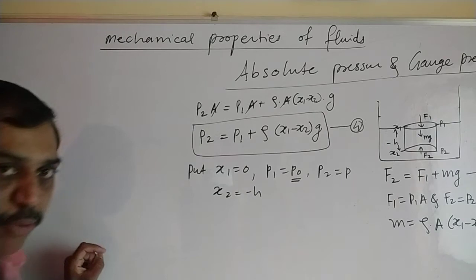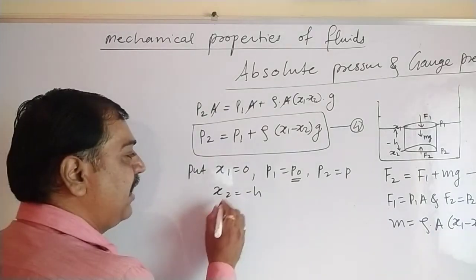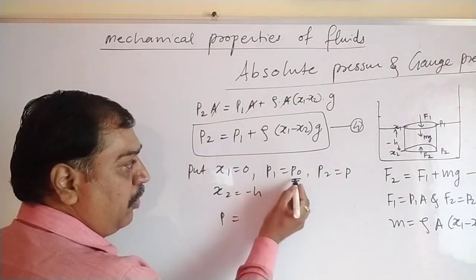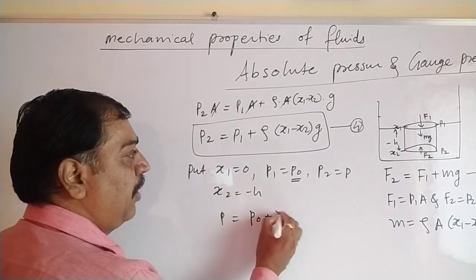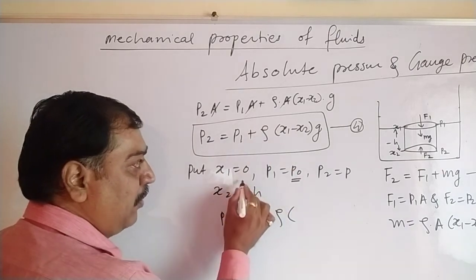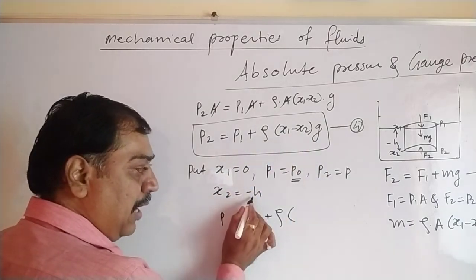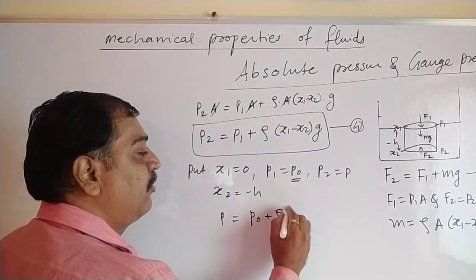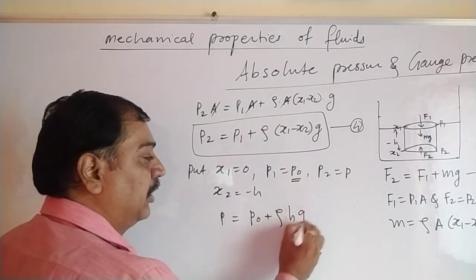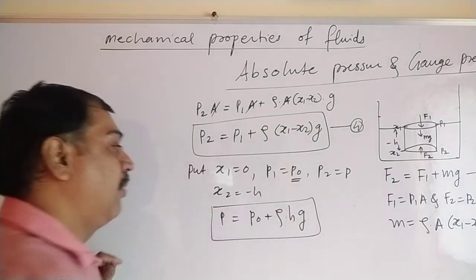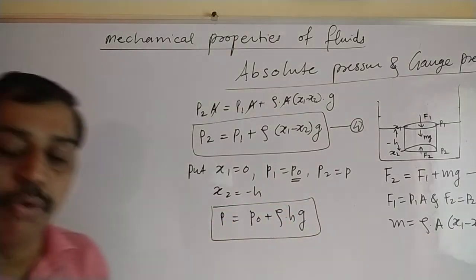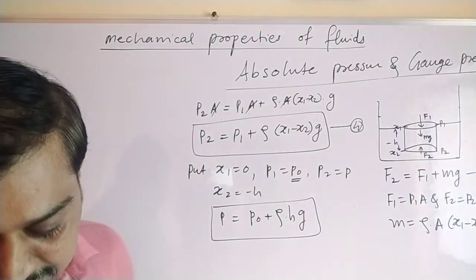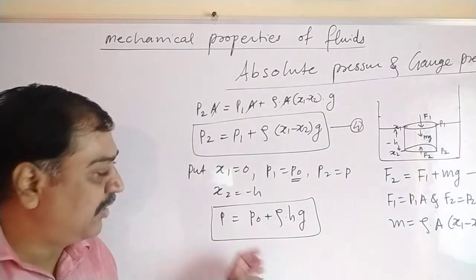In this equation, if you put these, we get the pressure. So P equal to P1, which is P0, plus rho as it is, x1 as 0 minus x2 as minus h. Minus of minus h is nothing but h, so directly I will write it as rho into h into g. So we get this equation P equal to P0 plus rho h g, that is equation 2.7 in your book. By this equation you can find out the value of this pressure P.